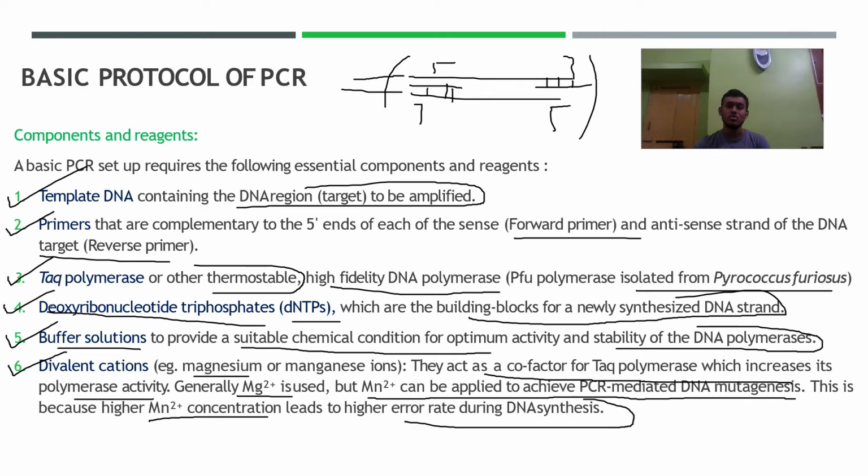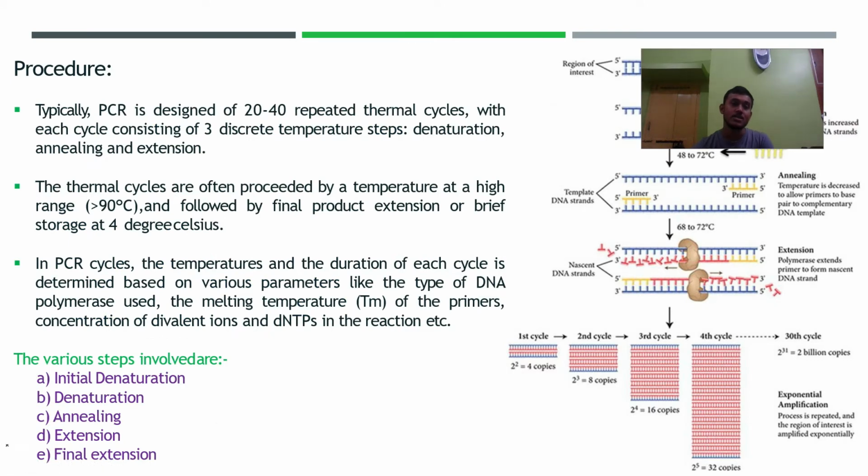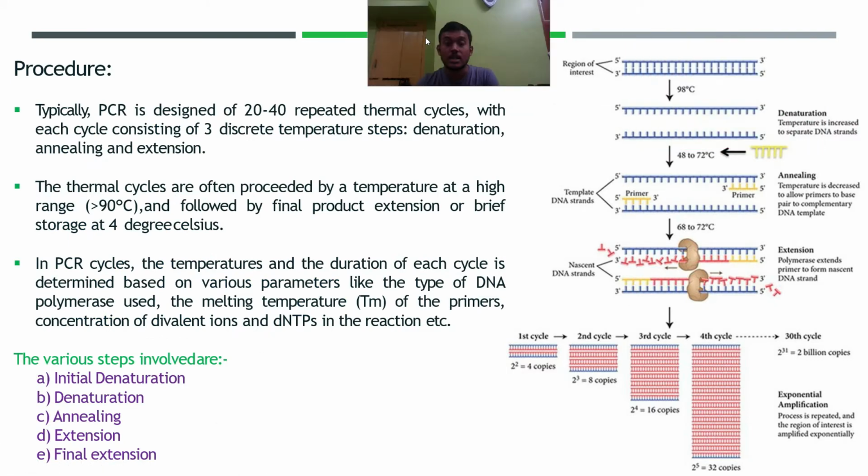So it is generally preferred to use magnesium ions. Moving with that, there are 6 main components or reagents which are used for PCR. So talking about the procedure, how it is carried out. The most important part that we have come to now is the procedure.